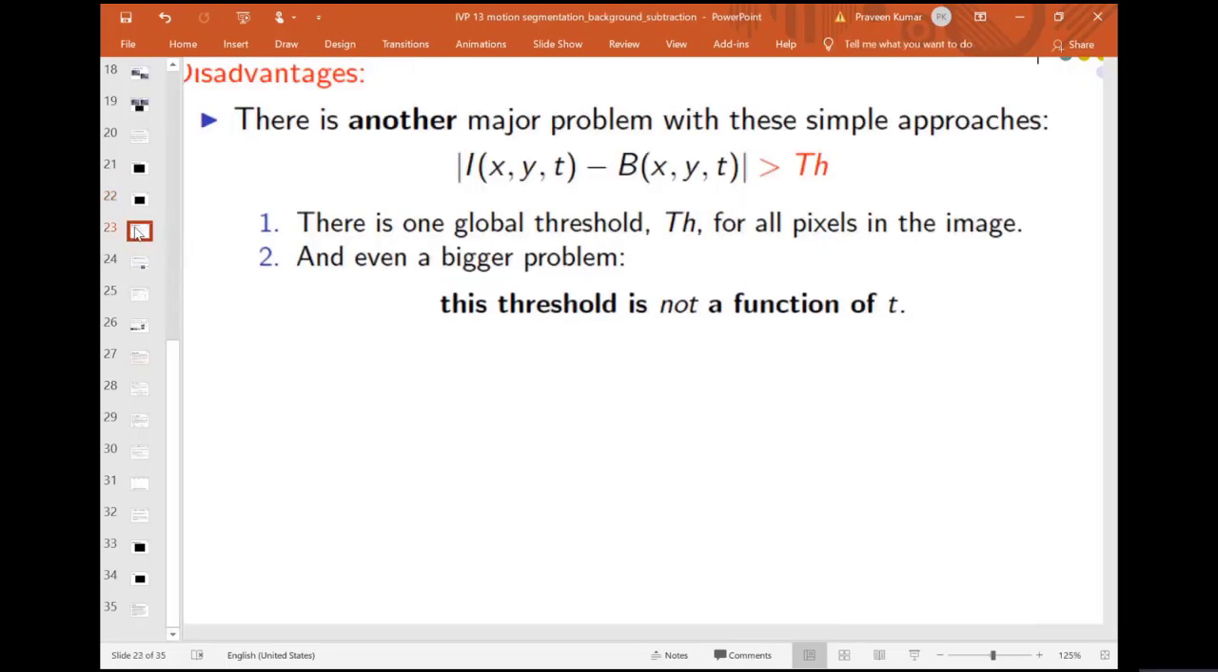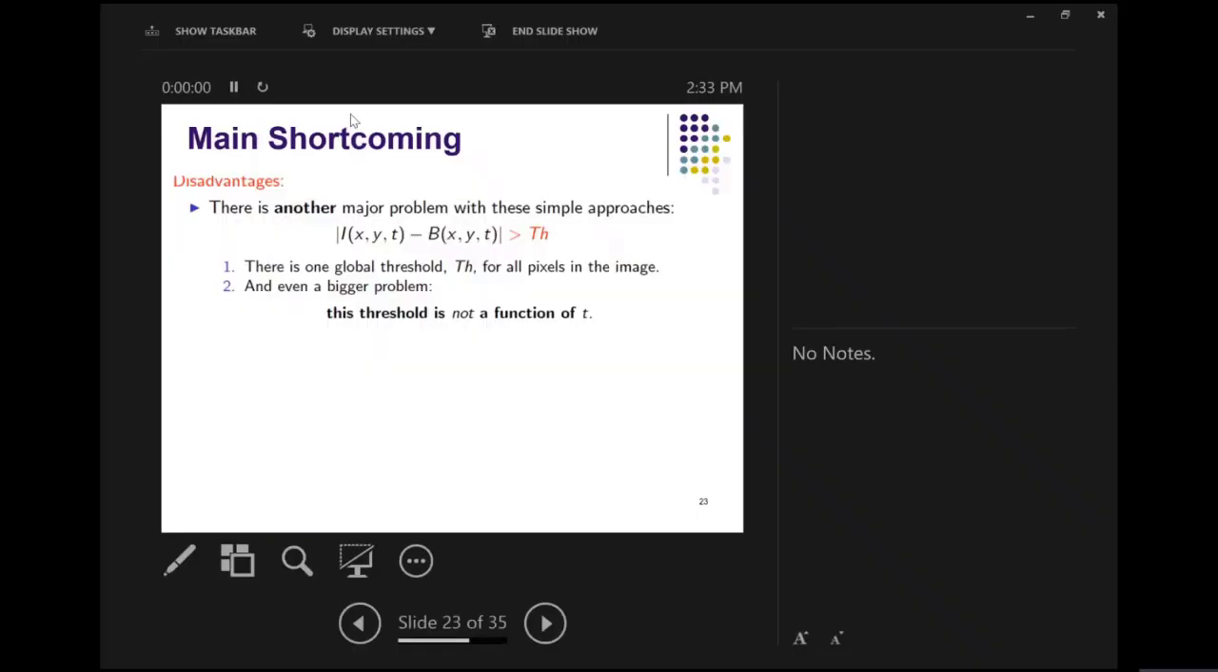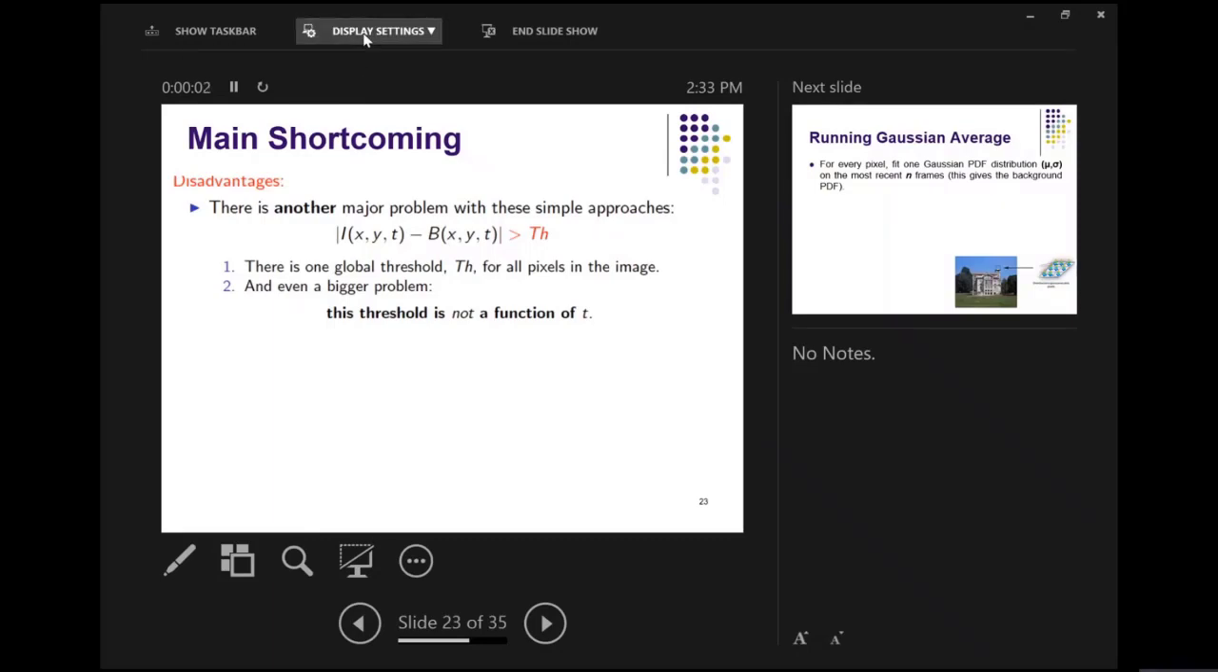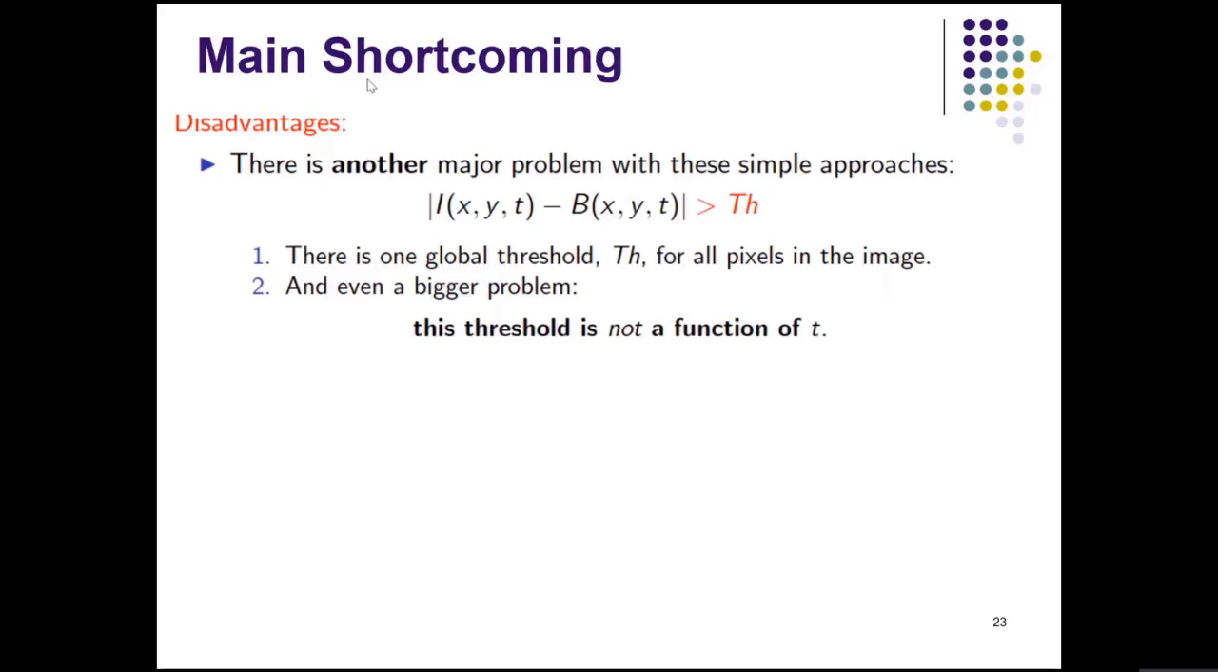So these models are simple models, simple approaches. They give us good, reasonable output. But there is still one shortcoming with this problem: how do you decide this threshold? You have to do some heuristic. You have to do trial and error to fix this threshold value.